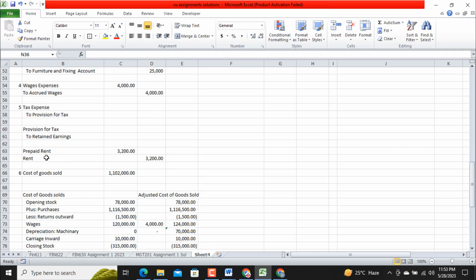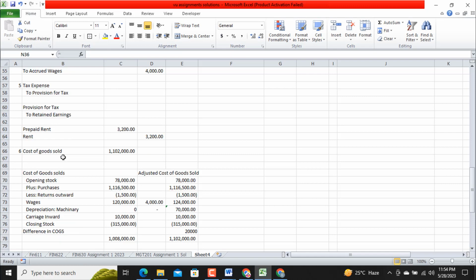Prepaid rent, so it is 3,200, and because it is not part of the expense or income, it will reduce the rent by 3,200, and it will go to the balance sheet under the heading of current assets by the amount 3,200 under the account heading prepaid rent. This account will be added in the adjusted trial balance. Finally, we have a cost of goods sold value which is equal to 1.102 million.